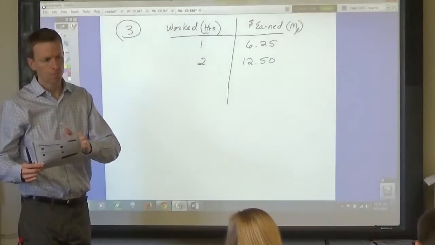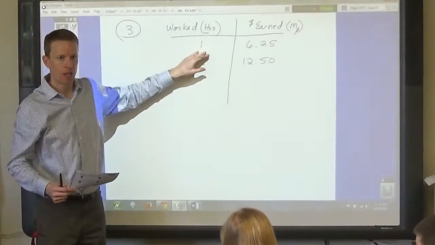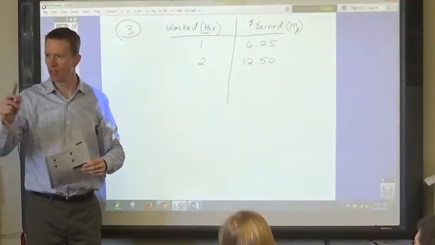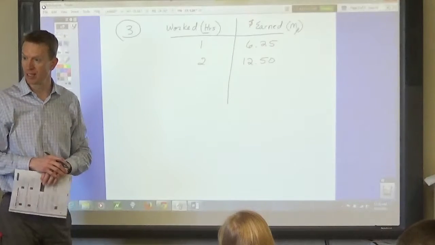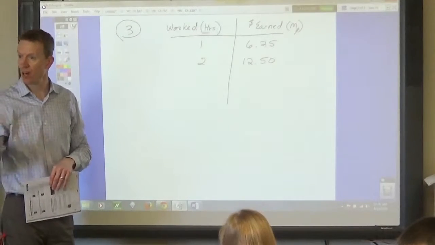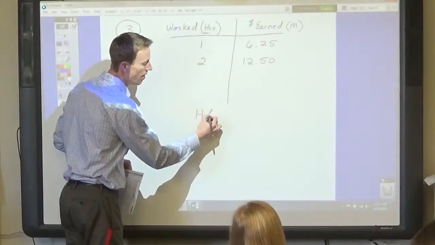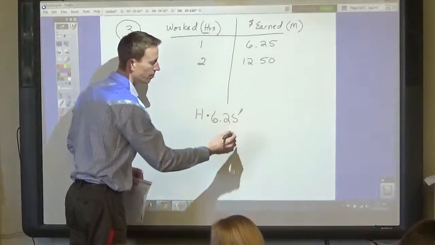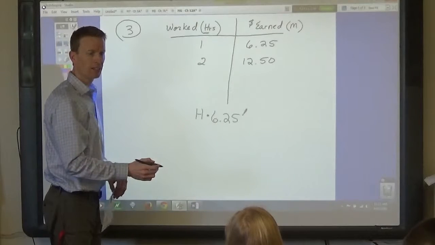Now, how could we get from the hours worked to the money earned? Or what is the function rule? Laura? Multiply what by $6.25? H for hours. So H times $6.25. Yeah, it would be plus.